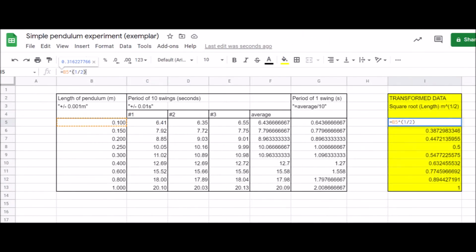Because our graph looked like a square root graph, I've set up the results table to square root all of the length variables, which is my independent variable. And you can see, looking at the formula I've done there, I've done to the power of a half. If it was inverse square root, I'd need to be really careful with my brackets to make sure that's exactly what I get.